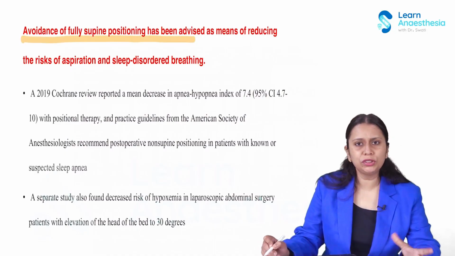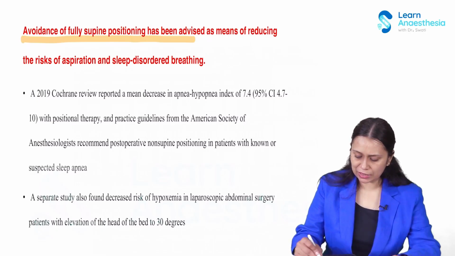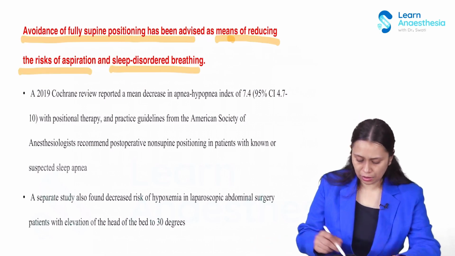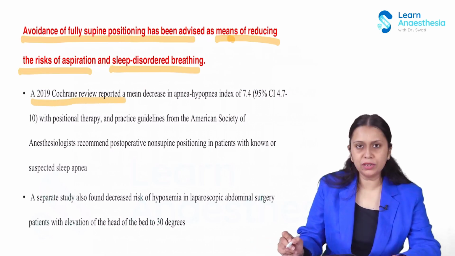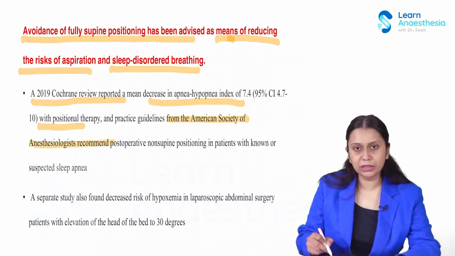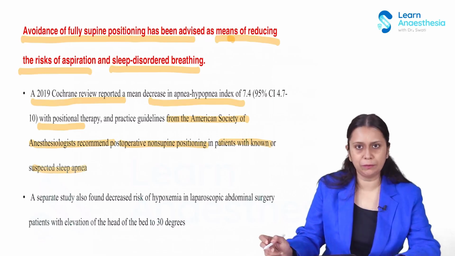Now full supine positioning can cause trickling and can cause microaspiration. So a semi-recumbent position, right, was advised. Avoidance of full supine positioning has been advised as a means of reducing the risk of aspiration and sleep disordered breathing. A 2019 Cochrane review reported a mean decrease in apnea-hypopnea index with positional therapy, and the practice guideline from the American Society of Anesthesiologists recommends post-operative non-supine positioning in patients with known or suspected sleep apnea.